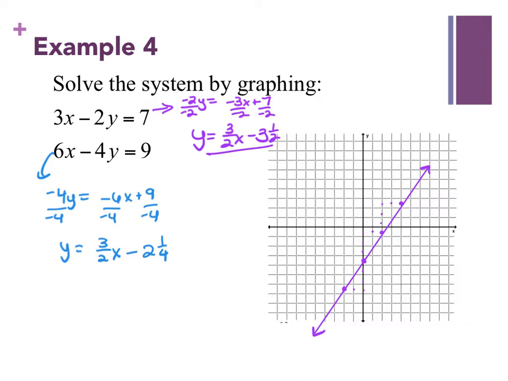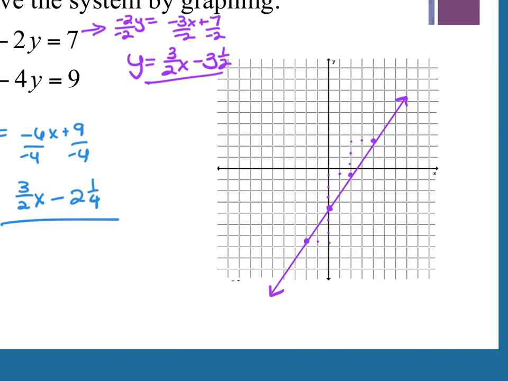And then I'm going to graph the blue one. So negative 2 1/4 is here. Slope 1, 2, 3 over 2. 1, 2, 3 over 2. Or down 2, 3 over 2.